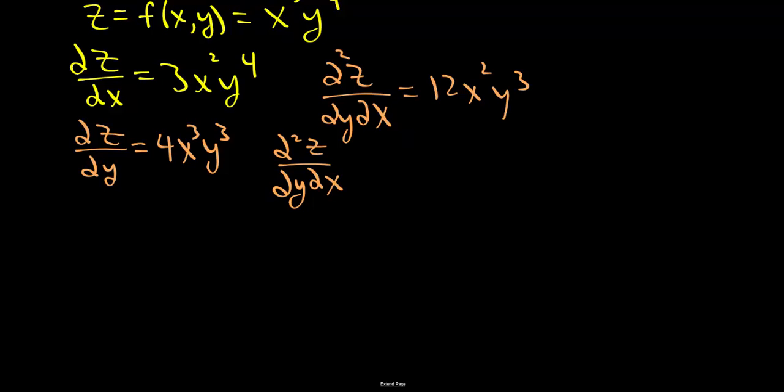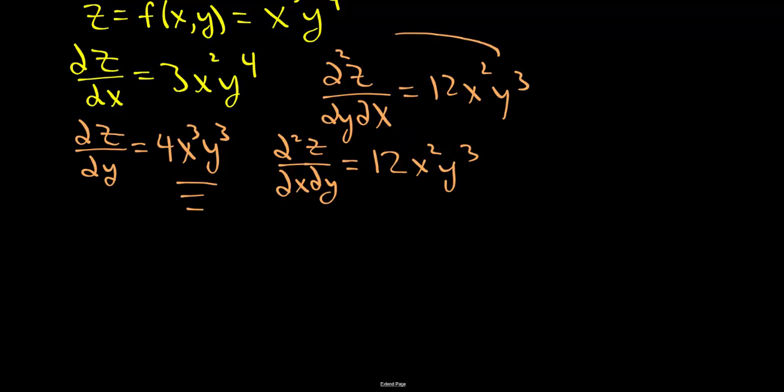So now I'm going to take the derivative with respect to x. And actually it goes back the other way. I did y first. So here I go. I'm going to differentiate this one. That's the partial with respect to y. Now I'm going to take the partial with respect to x for this one. And this is going to give me 12x squared y cubed.